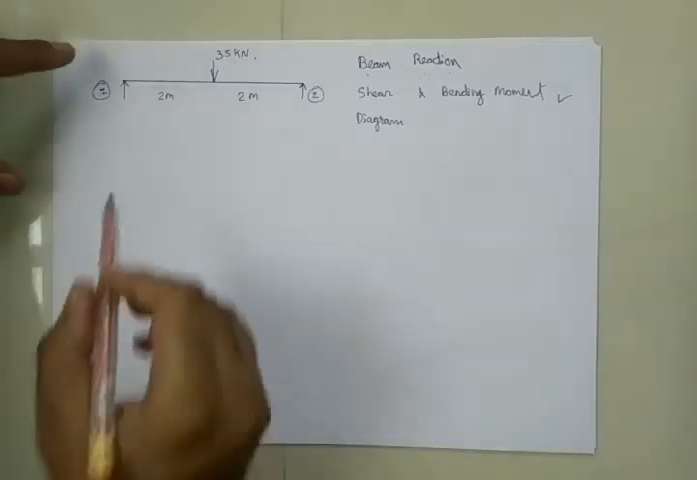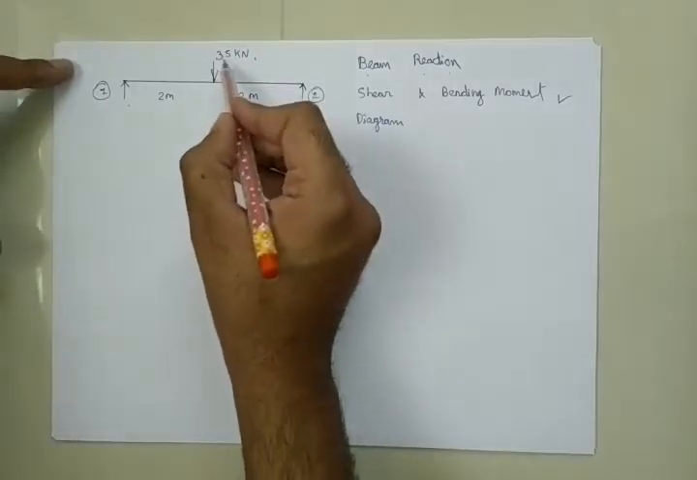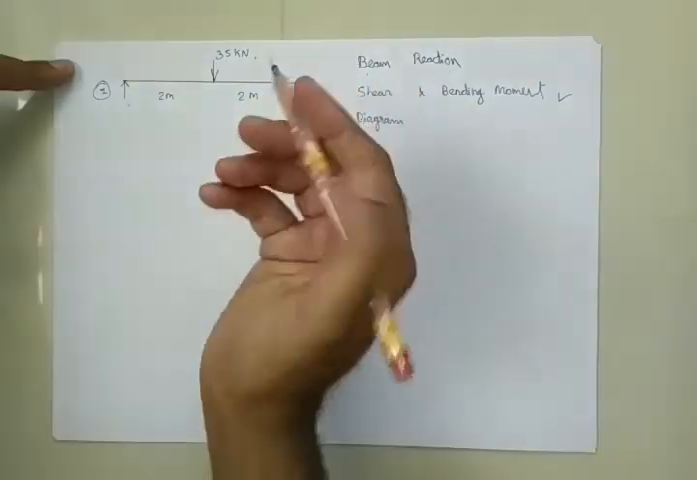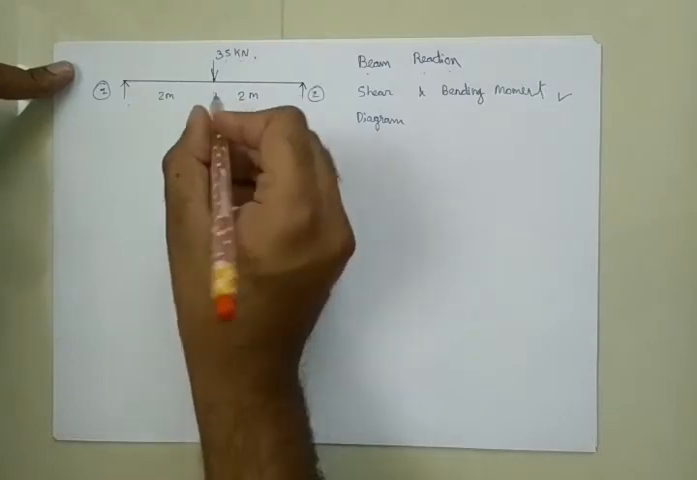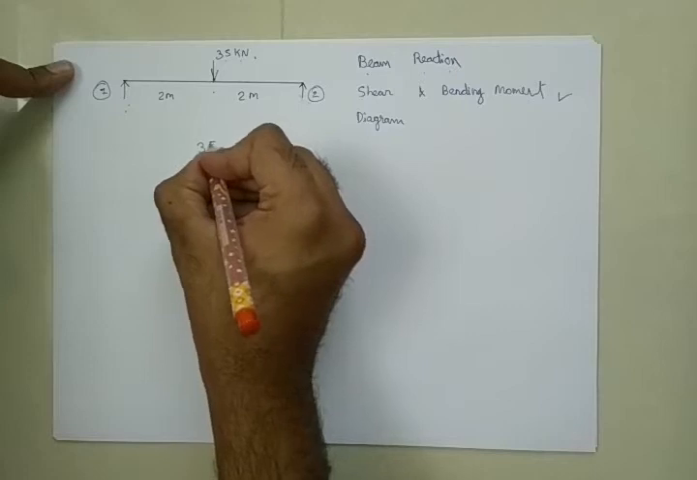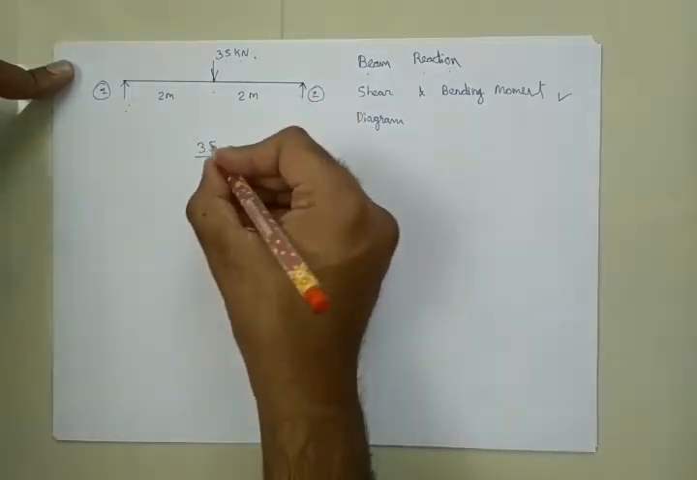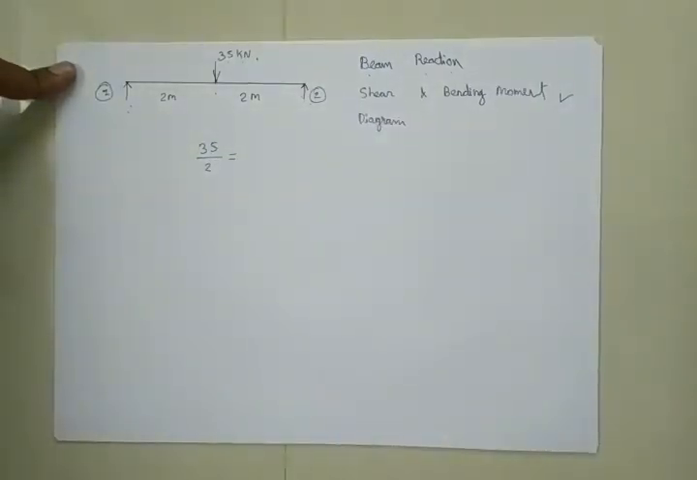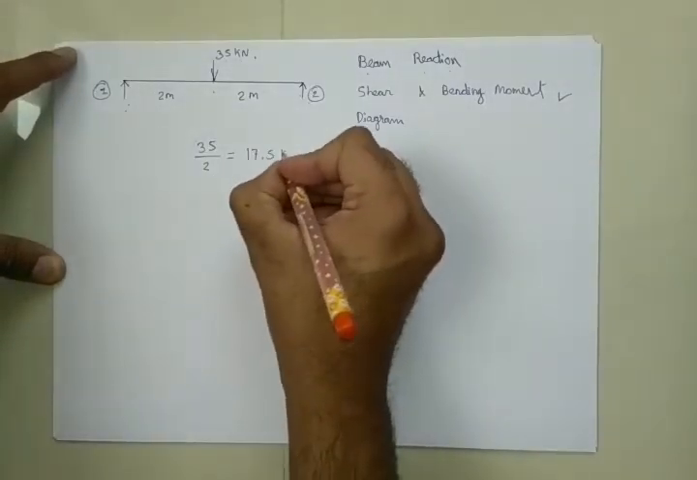So now if we consider that this beam is supported on two different supports, then I can say the load of 35 kilonewton is acting on the entire beam. According to that, as it is at mid span and it is supported by two different supports, I can say that the load is 35 divided by 2, what is it? So that will be 17.5 kilonewton.